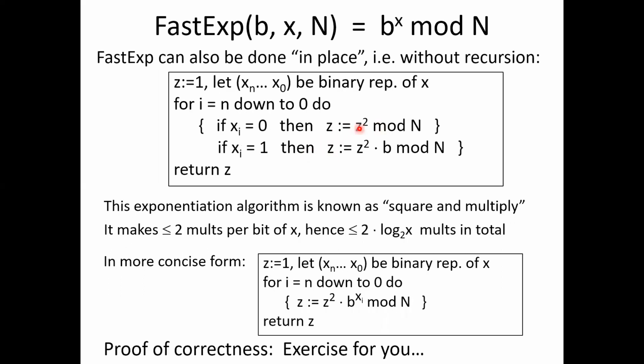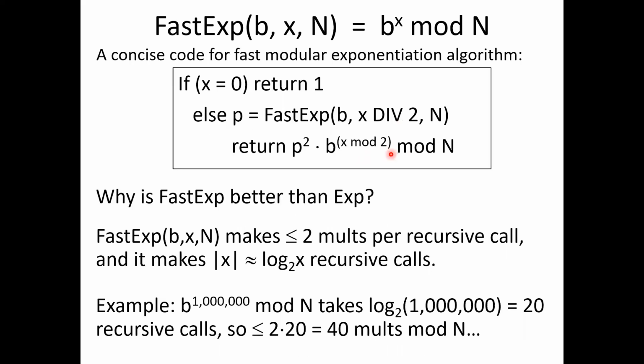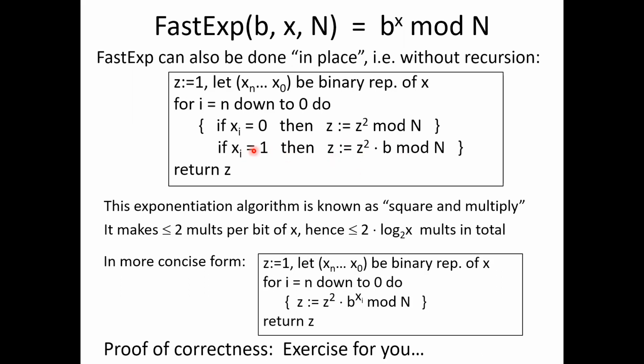That's this line. Or if that bit is 1, then square and multiply by base b, because that's what this recursive algorithm would do in the case of x mod 2 is 1. So in other words, that bit of x was a 1. Okay, so these are the same algorithms, just viewed non-recursively and recursively. Or I can write it even faster like this.